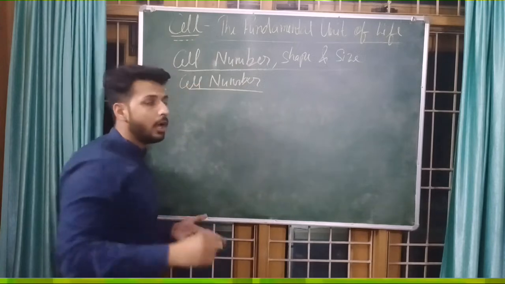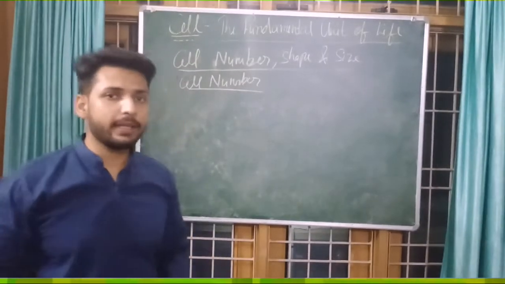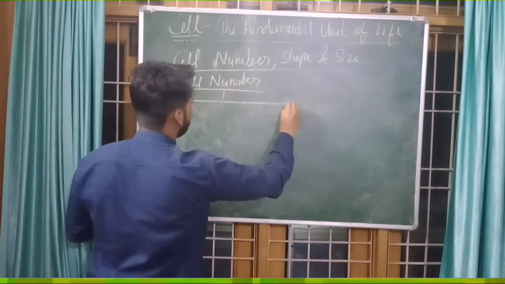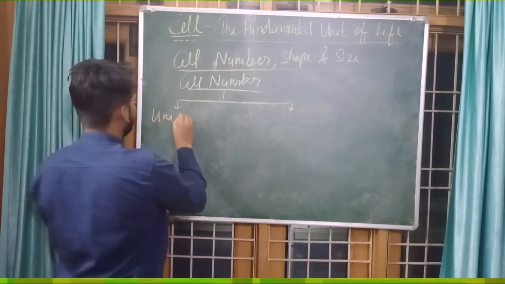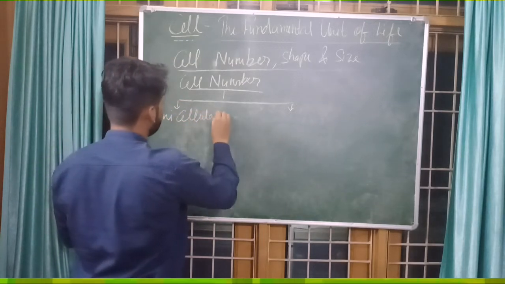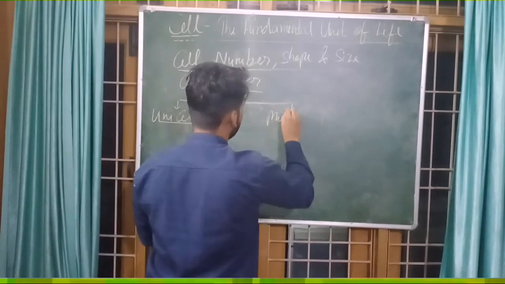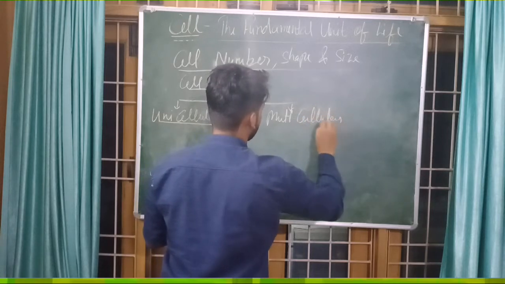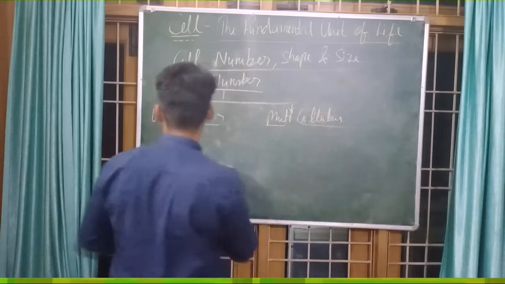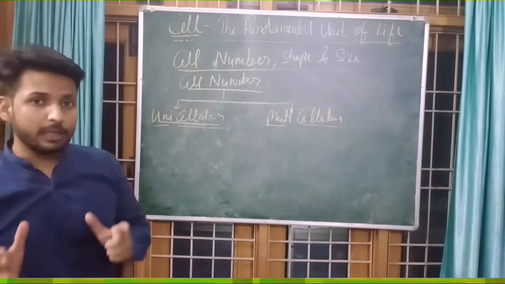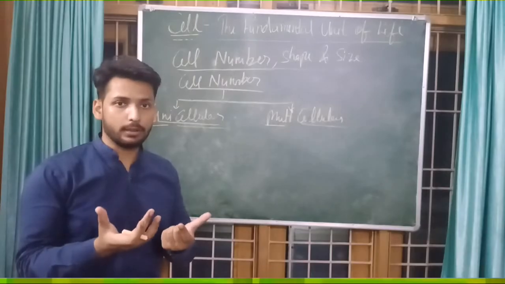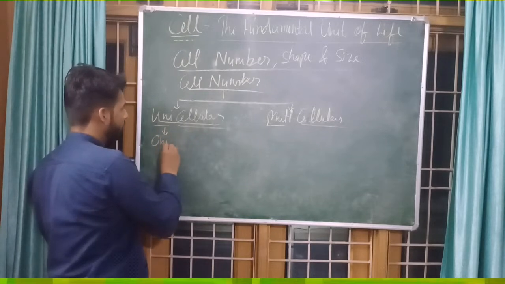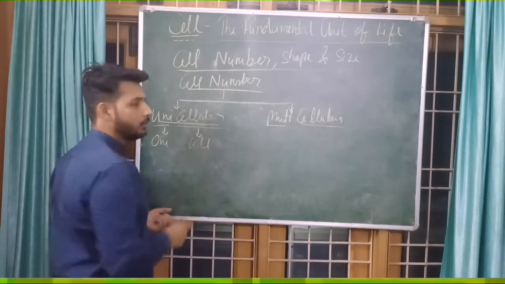We can divide the organism into two main categories, like I told you, unicellular and multicellular. Got it? So here, these words unicellular and multicellular are made by two words. One is uni and one is cellular. Uni means one and cellular means cell. Got it?